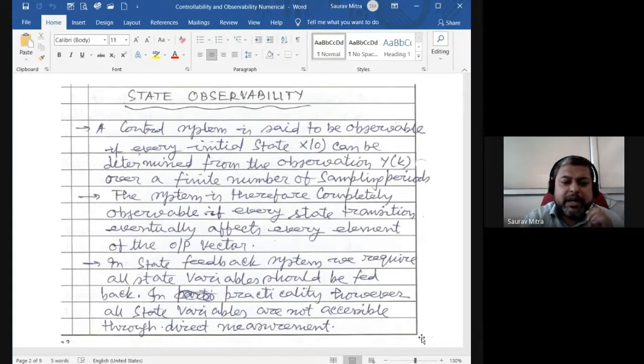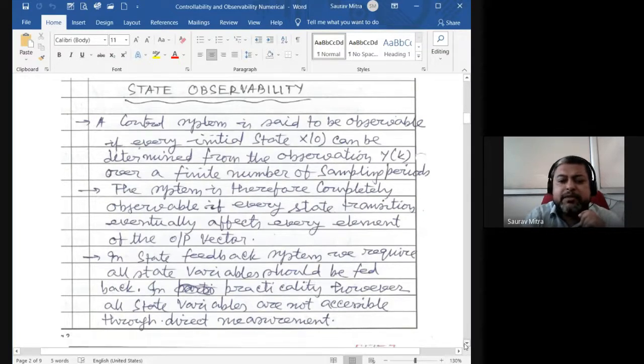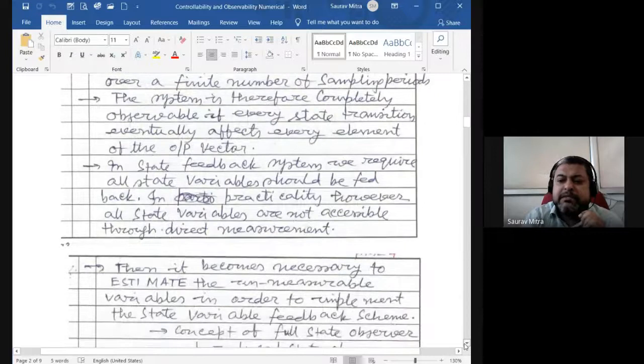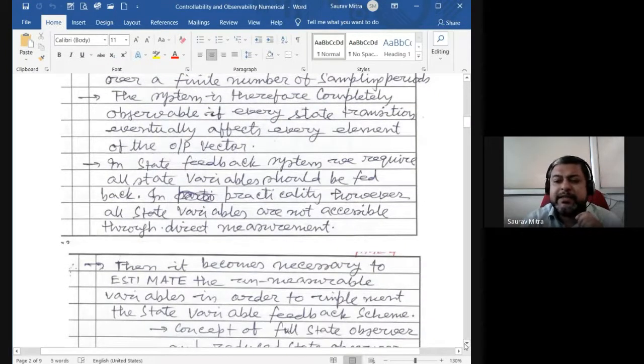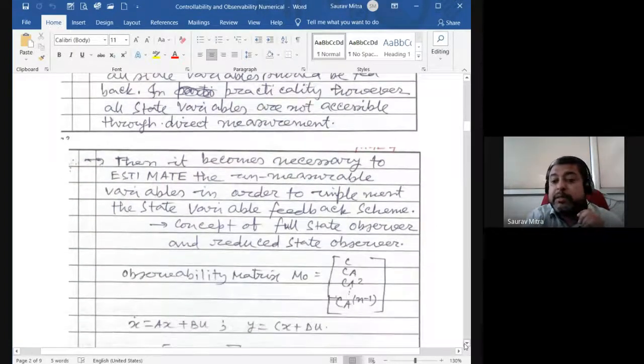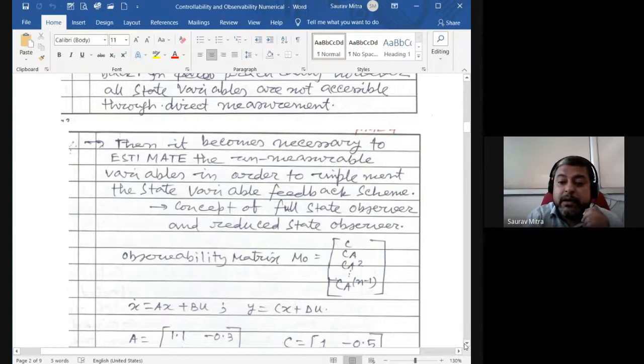However, all state variables are not accessible through direct measurement. If you see a car, we are just changing the steering, pressing the accelerator, and we see that the vehicle is running faster or producing exhaust. What all is happening internally is not measurable. The big reason why systems are not completely state observable is that all the intermediate variables and transitions cannot be observed every time. So all state variables are not accessible through direct measurement.